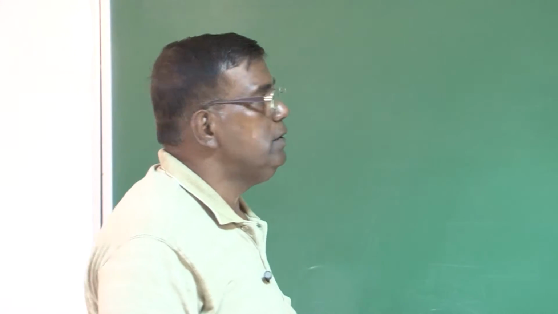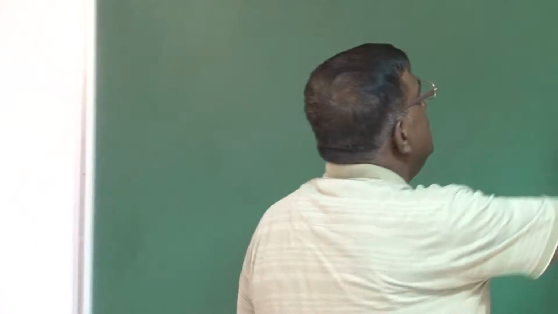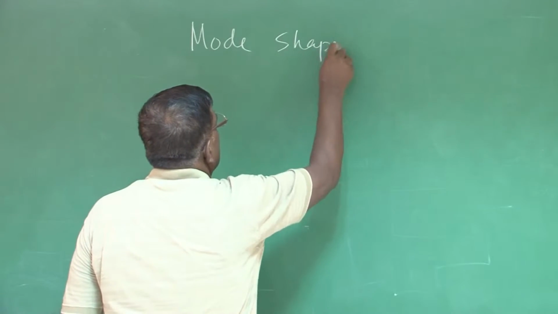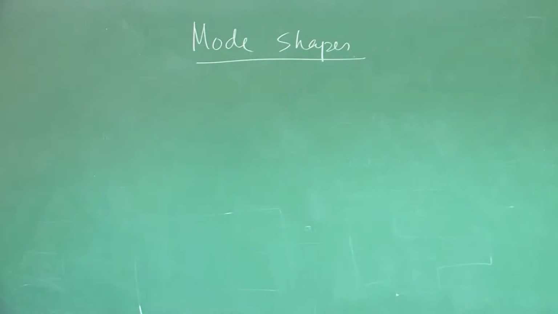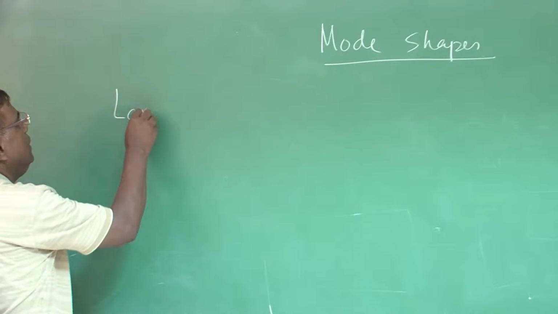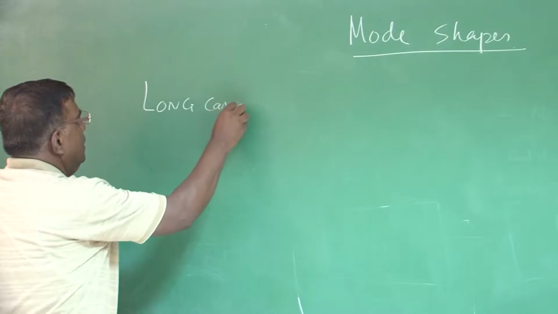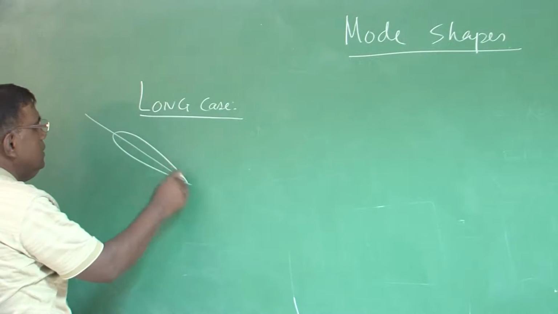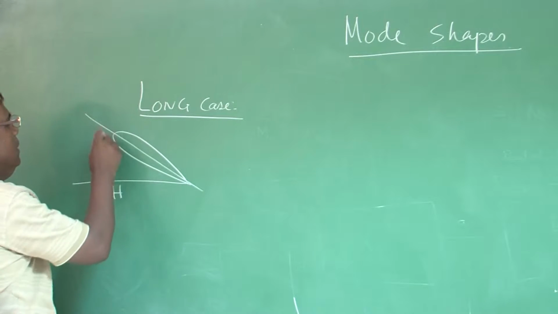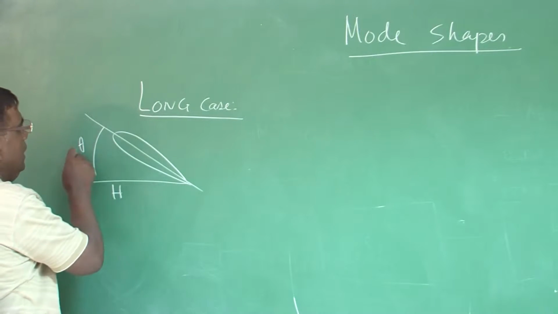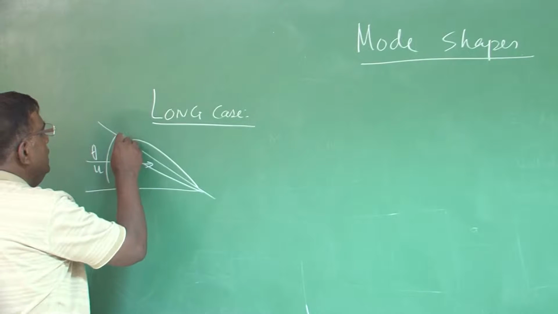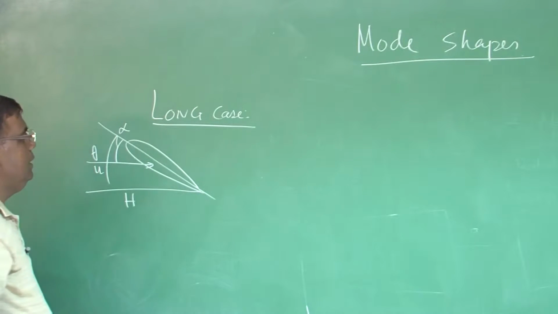I thought that we must also discuss something on mode shapes. Before we talk about mode shape, let us try to understand what we are talking about. Let's say if I take a longitudinal case, then if I define this is the horizontal, this angle is theta, and if this is the relative velocity, then this is u, and this angle is alpha, right?